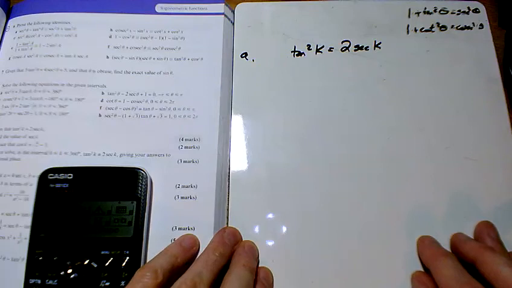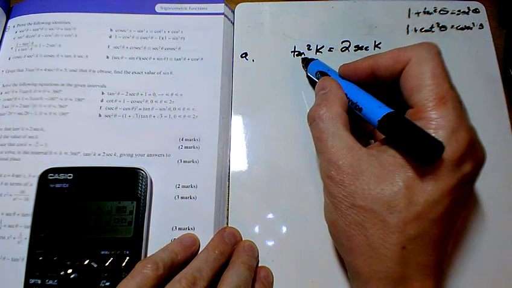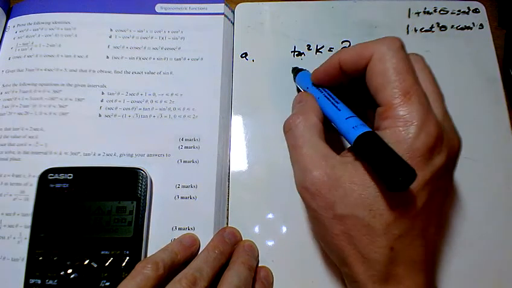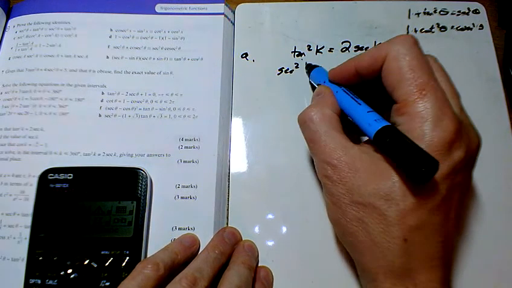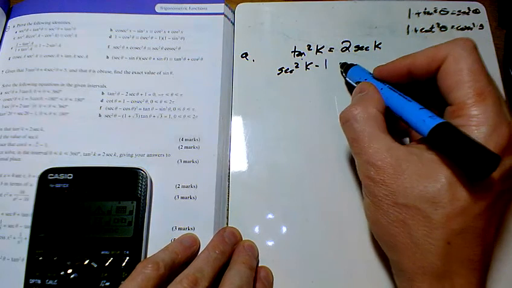Question 9, it's got an exam question. There's quite a lot of marks to this. So we start with just a simple thing that tan squared, and we know, of course, that tan squared is sec squared take away 1.